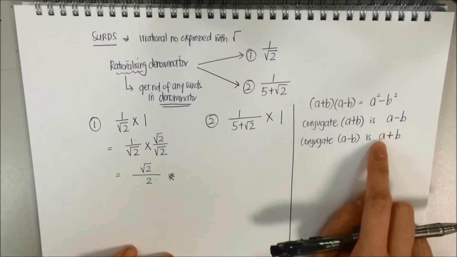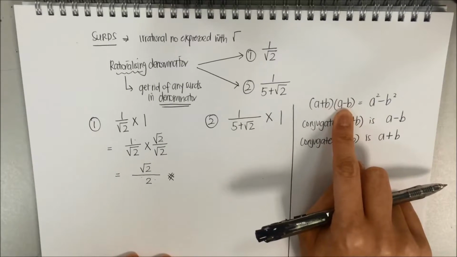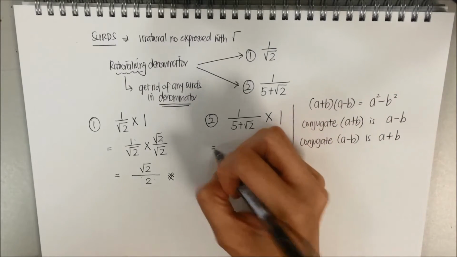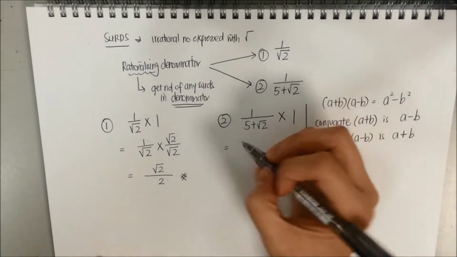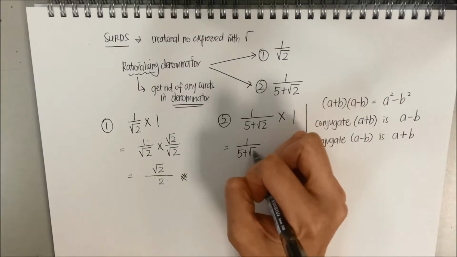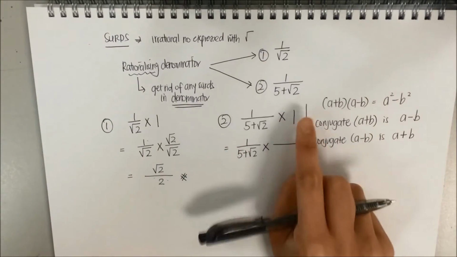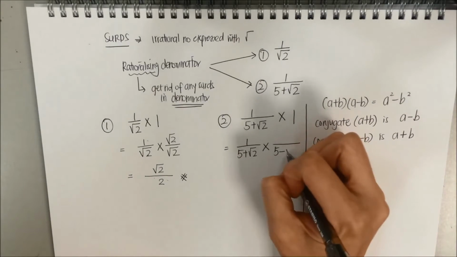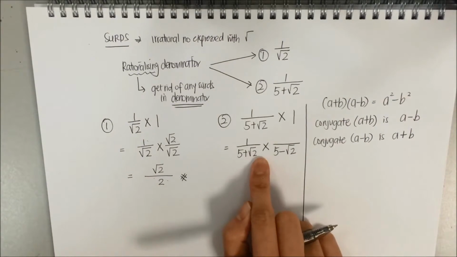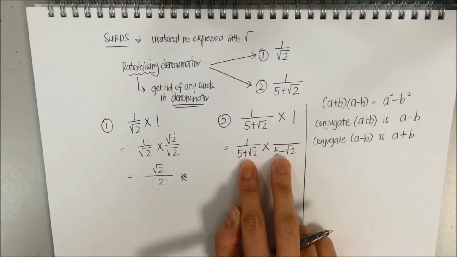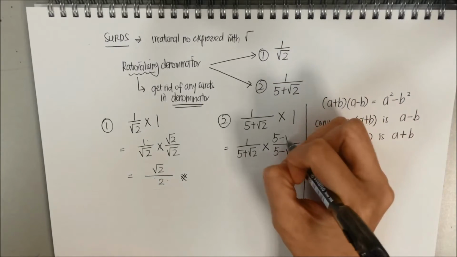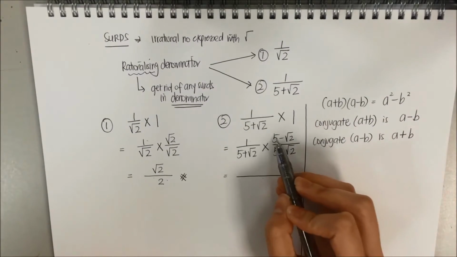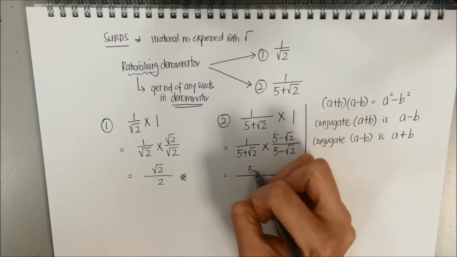Now what's the purpose of this? The purpose is that when we multiply by the conjugate, we can use the property of the difference of two squares. So that's what we're going to do in this scenario. To get rid of this, without changing the actual value, multiply by 1, we multiply by the conjugate. Again, it's the same values 5 and square root 2, but instead of plus, we put minus. One times this, the numerator would be 5 minus square root 2.